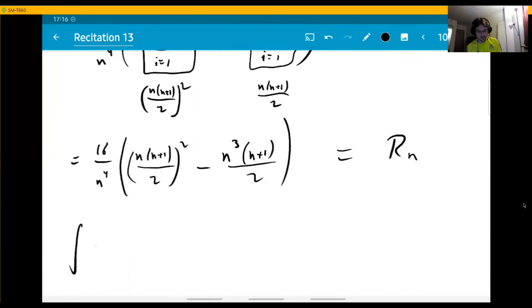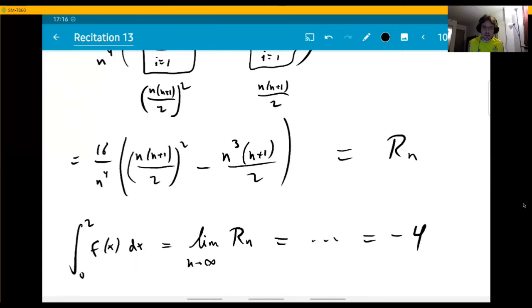The integral of the function given on the interval given is not equal to this, because this is something that depends on the number n of intervals. The integral is the limit of this when n goes to infinity. I'm going to leave this part for you. I'll just give you the answer. It's going to be minus 4.